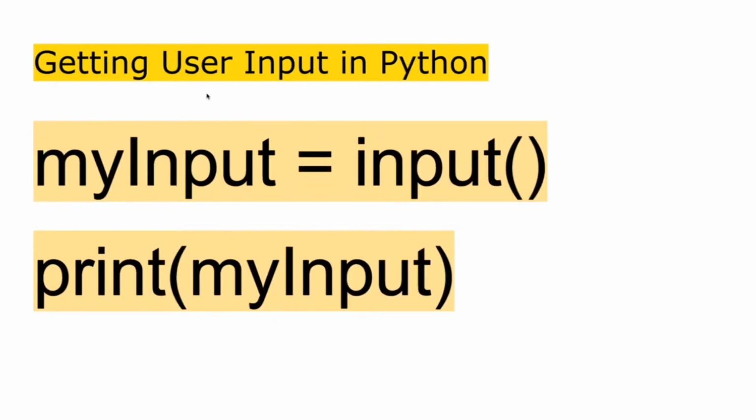Now, you might be wondering, how do we get user input? That'd be pretty cool if we could get user input. Well, we use the input keyword. So we can say my input is equal to input. This is how you do it. Input, brackets, print my input. So let's try that.